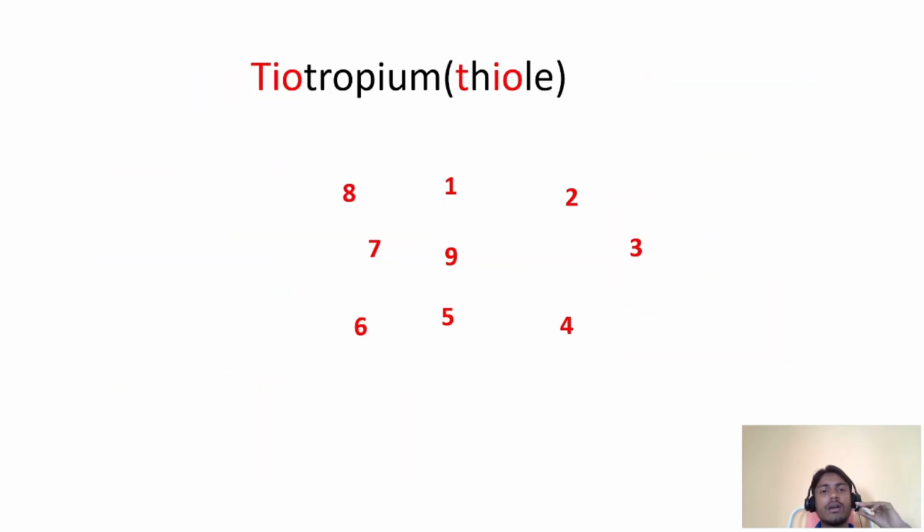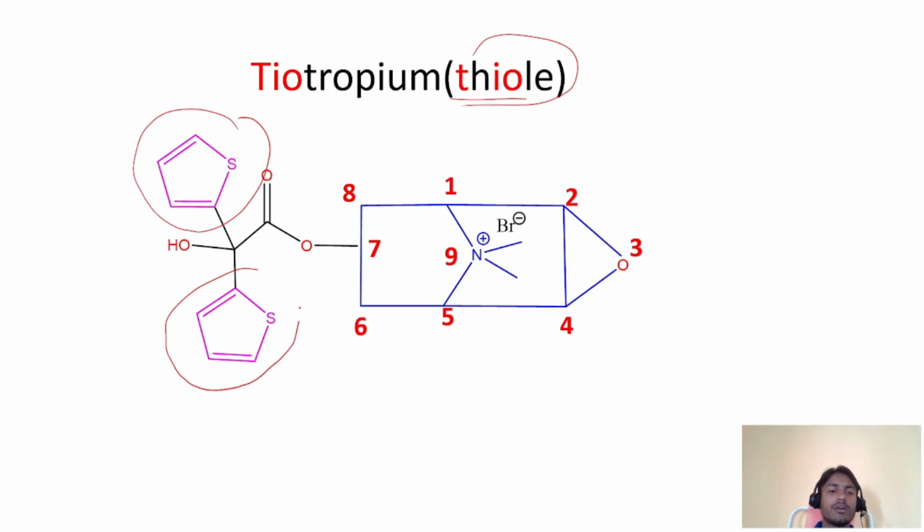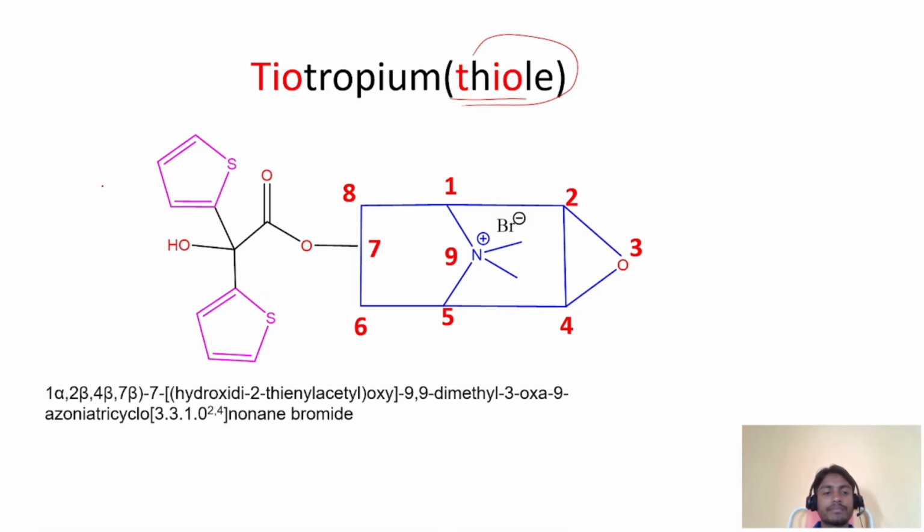Next comes tiotropium bromide. See how the name is derived: it contains a thiol. This group we can call a thiol. Because of the thiol group we call it tiotropium. So this is the structure, numbering and IUPAC nomenclature.